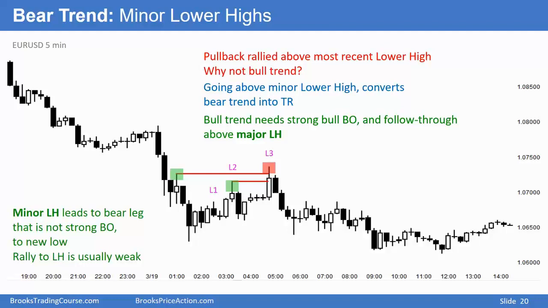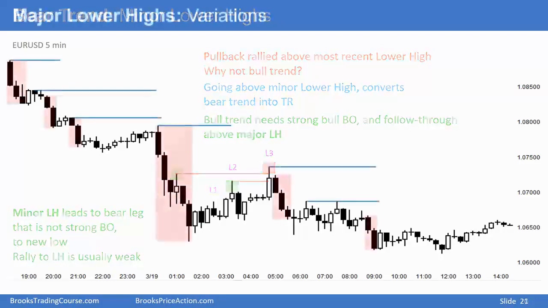For a bull trend, you need a strong bull breakout and follow through above major lower highs. We broke above a lower high, we broke above a lower high, so we got a breakout here. That is not a strong bull breakout. It's just 1 bar with terrible follow through. So we need breakout and follow through. We got a decent breakout, but bad follow through. And it did not get above a major lower high. It just went above minor lower highs. So this is probably not a bull trend. It's probably a bull leg in a trading range or a bull leg in a bear trend.